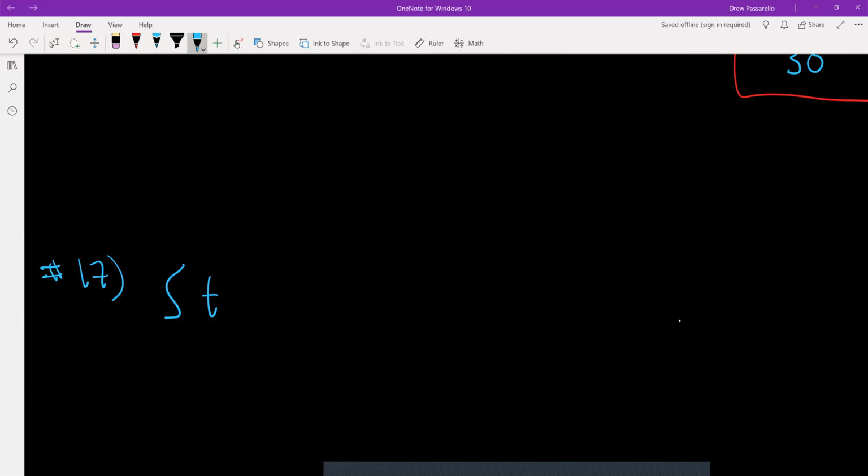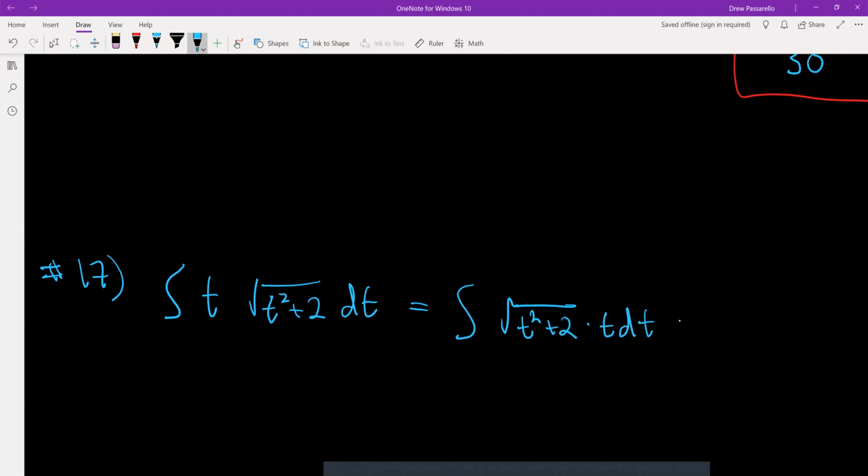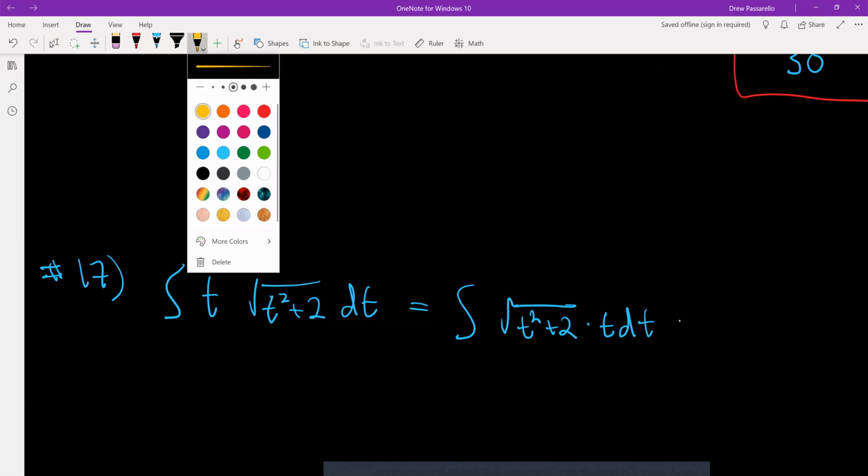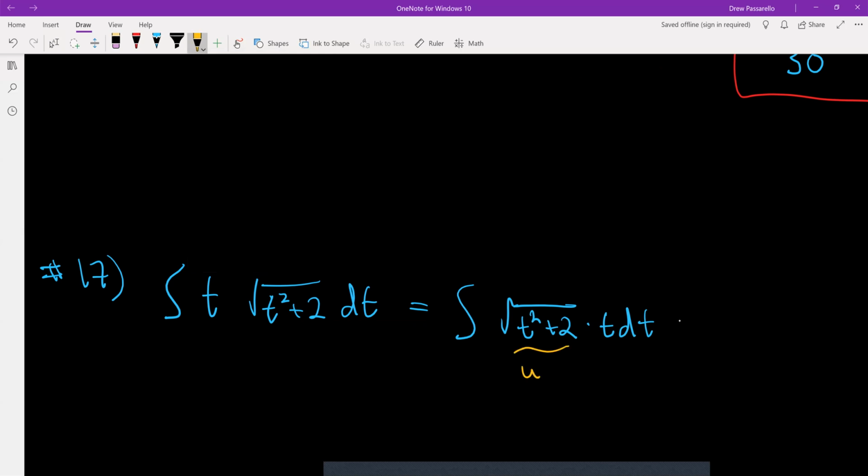So this example is t times the square root of t squared plus 2, and then dt. Well, I'm going to let u be the more complicated stuff. The more complicated stuff is the t squared plus 2. That's underneath the square root. So what I'm going to first do is rewrite it so that you have the square root of t squared plus 2 listed first, and then write the t times t dt. So the t squared plus 2, that's what I'm going to let u be.